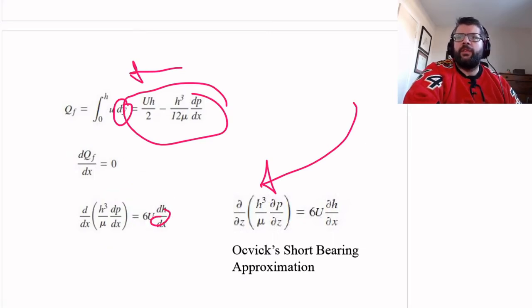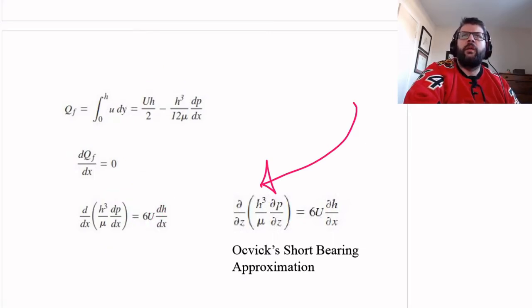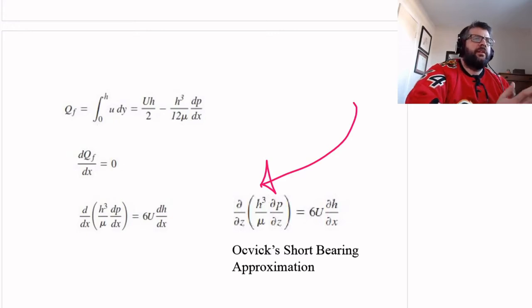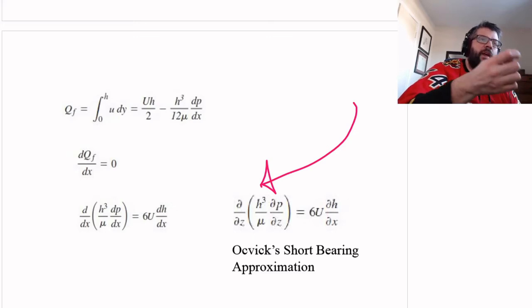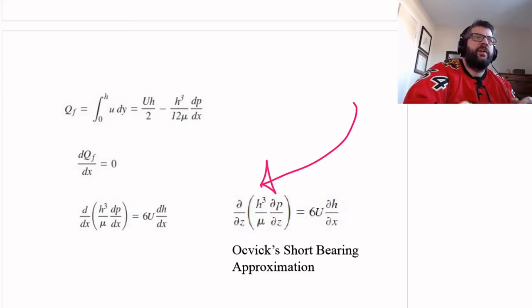So that's basically assuming that it's an infinitely long bearing. And so if it's long enough, there's not going to be any room for stuff to leak at the side, basically. Or there might be a little bit of leakage at the very ends, but it's not going to affect what's going on in the middle.